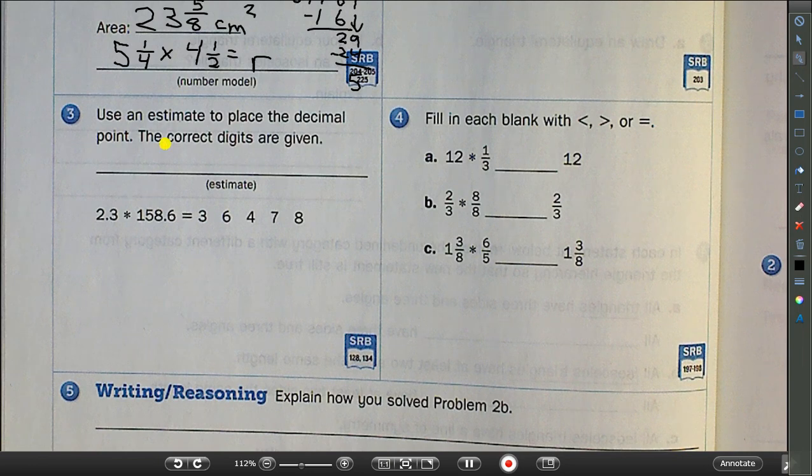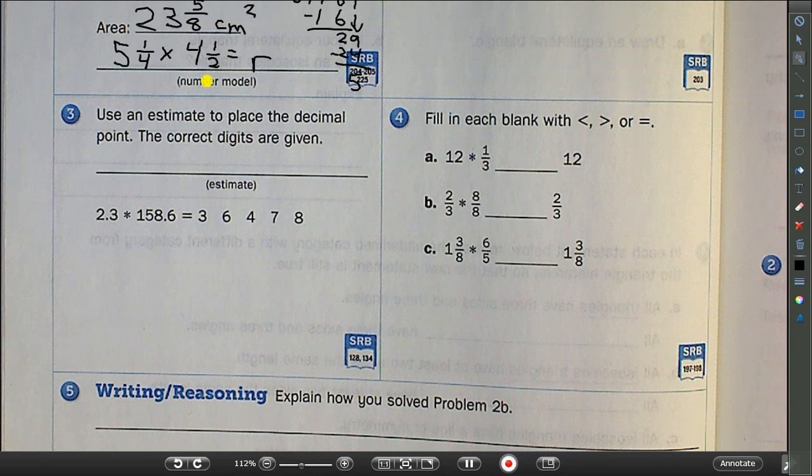All right, problem 3. Use an estimate to place the decimal point. The correct digits are given. So we have seen this before. When we first started learning how to multiply, where do we put the decimal? Do we just drop it down like when we add or subtract? Do we bump it up like when we're dividing? No, we do not. So we learned a couple methods.